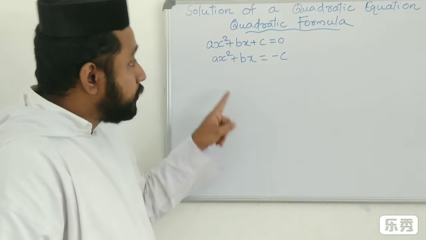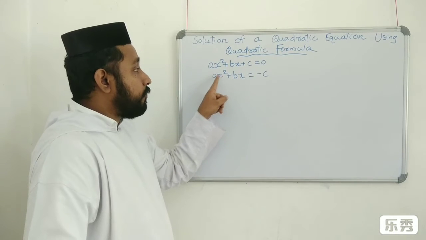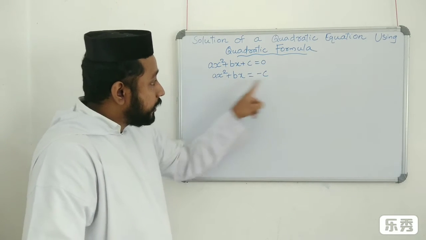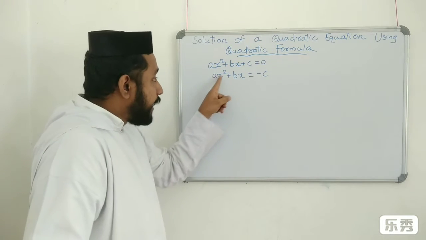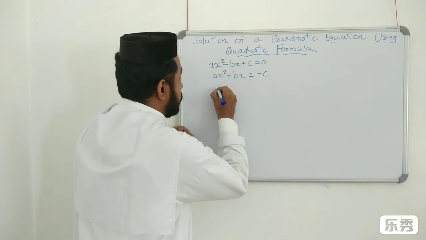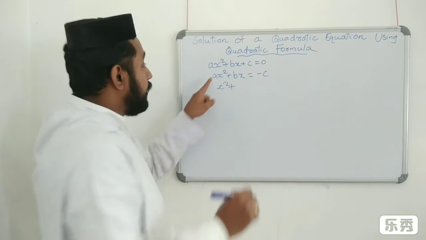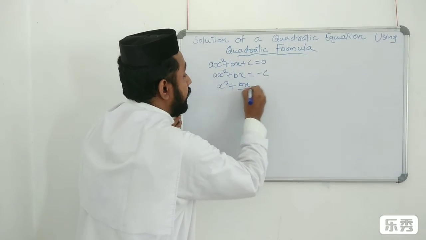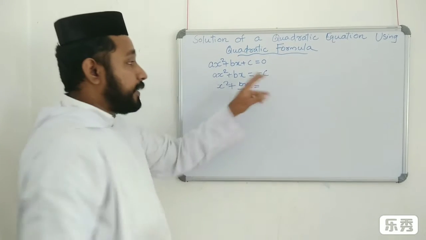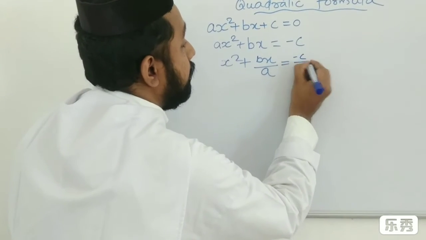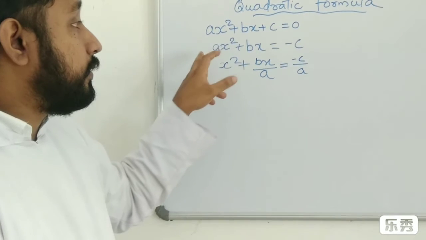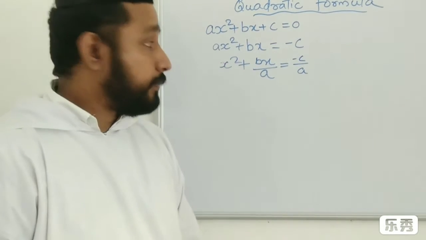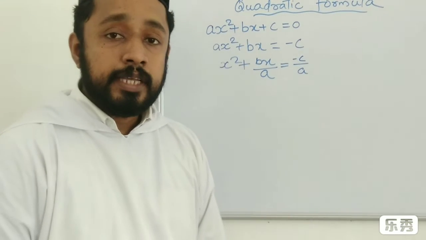Step 2 is to consider the coefficient of x². Here a is the coefficient of x², so I am going to divide the equation by a. When we divide ax² by a, we get x², and bx divided by a is bx/a, which is equal to -c/a on the RHS. So we divide the equation throughout by a, and we get x² + bx/a = -c/a.